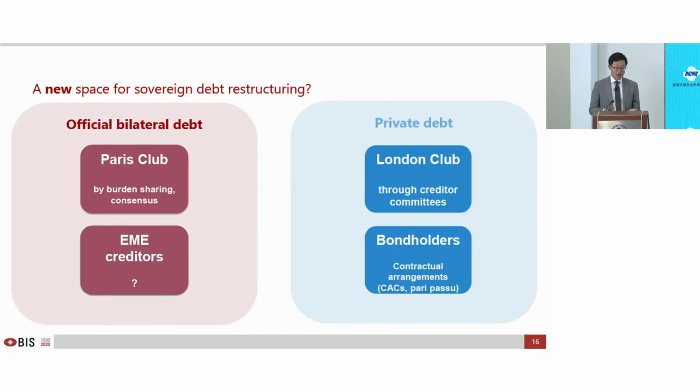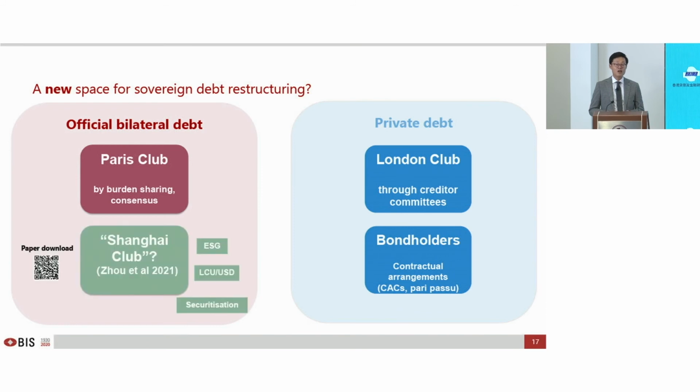Just to come back to this space for sovereign debt restructuring, looking into the future, there is probably a new space emerging. With the Shanghai Club, why not? Because now there's a new paper by 3 authors. They have argued for a new paradigm called the Shanghai Club. You can download the paper using the QR code. Here it would probably embed some Chinese characteristics in debt restructuring, to factor in ESG objectives or to think about debt equity swaps and so on and so forth. So maybe there are new ways ahead.